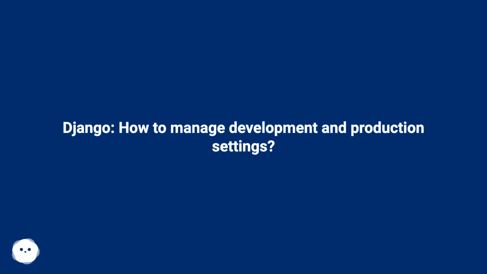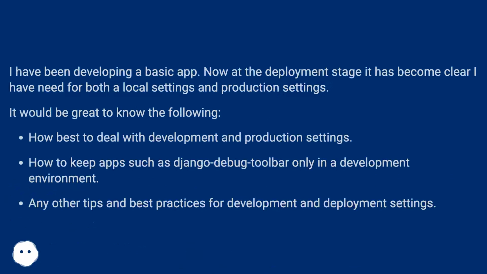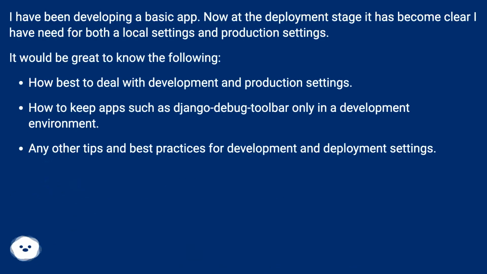Django. How to manage development and production settings. I have been developing a basic app now. At the deployment stage it has become clear I have need for both the local settings and production settings.